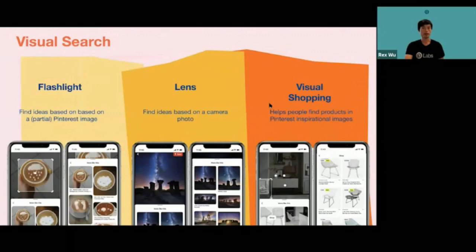First, visual embedding powers visual search engines at Pinterest. We help our users take actions on the inspirational images they found on Pinterest or found in camera photos. We either recommend other visually related contents on Pinterest, or we find the product they are interested in from the image.